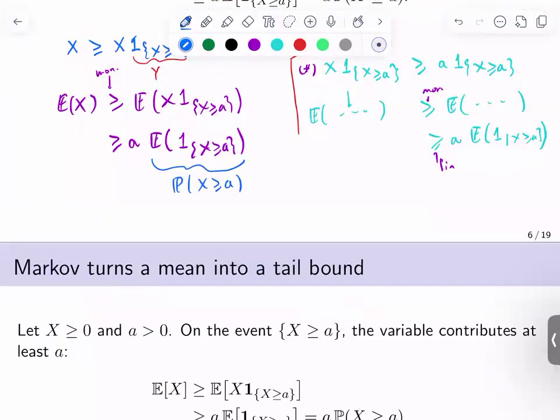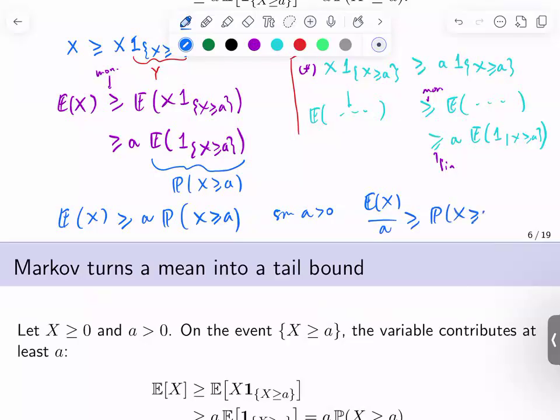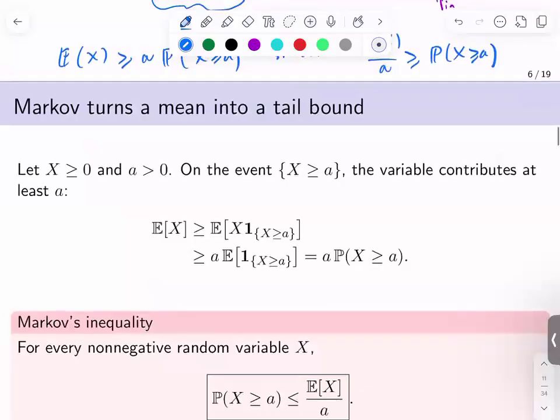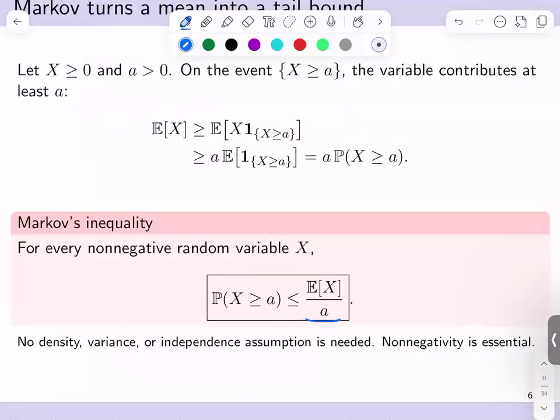So we proved that the expectation of X is bigger than or equal to A times the probability of X bigger than or equal to A. Since A is positive, I can divide both sides by A, and I get this. Or if you rearrange it the other way, we really have shown that the probability is less than or equal to the expectation of X divided by A. This is in general true. The only assumption is that X is a non-negative random variable.